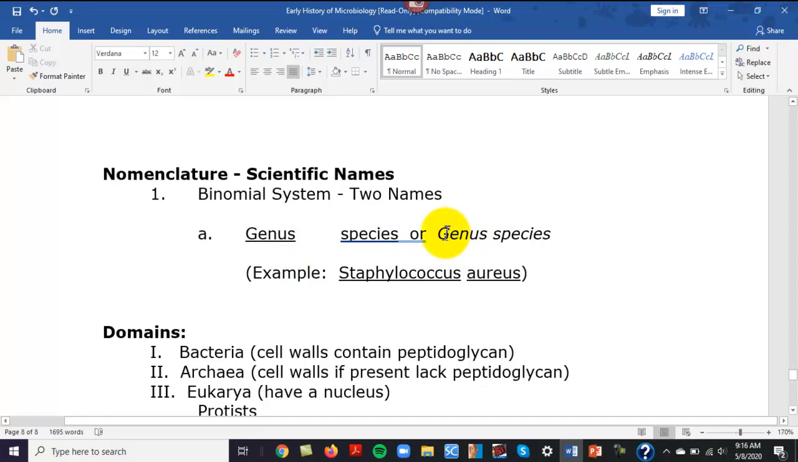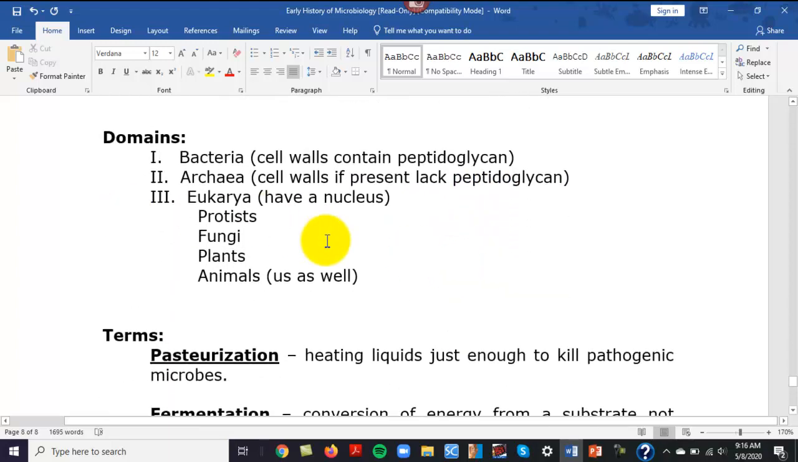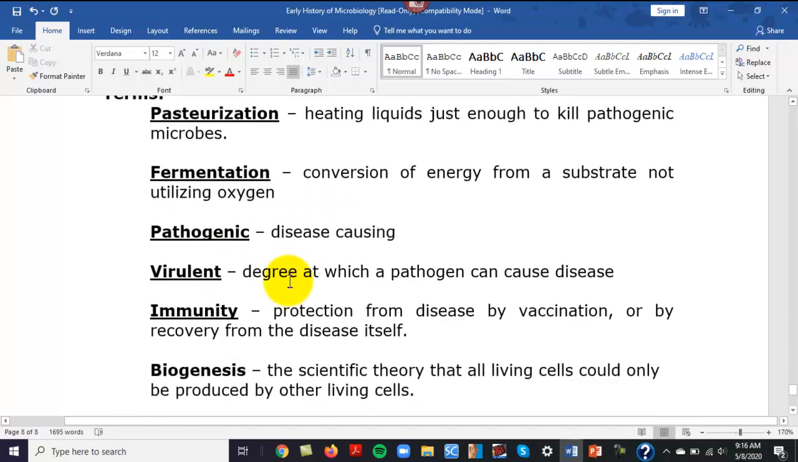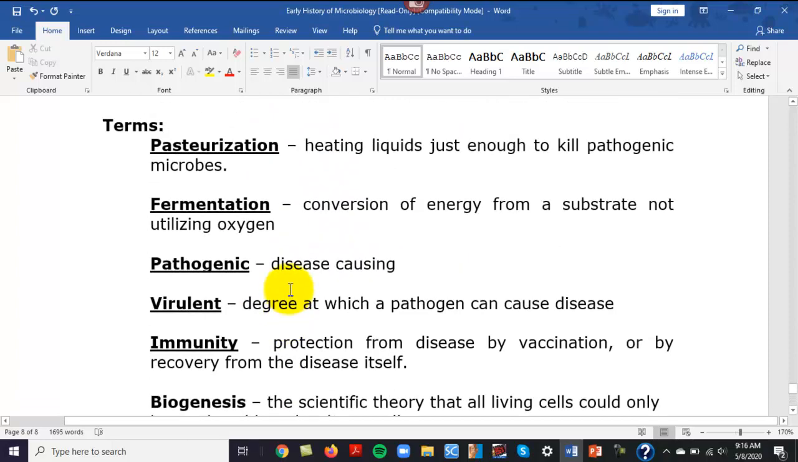If you're turning it in on a computer, yes, you can do it in italics like this, or you underline, 2 separate underlines. Capitalized genus, lowercase aureus. And these are terms like that's the 3 domains: bacteria, archaea, eukarya. We of course, human beings, we are under the category of eukarya. Okay, these are terms, I think you can read these on your own. And that's the end of our section here.